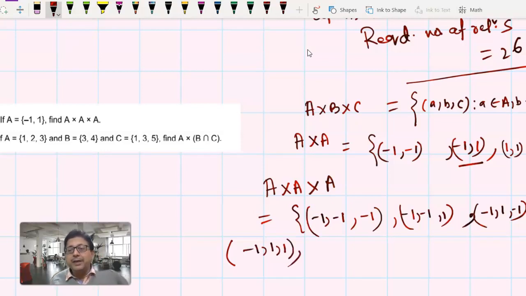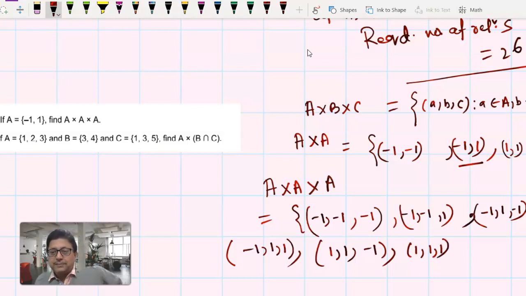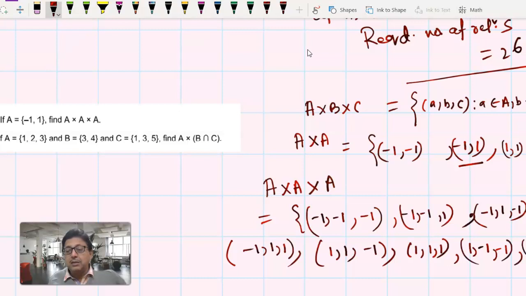And next one will be this element. So 1, 1 minus 1, 1, 1, 1. Alright. Then you take 1 minus 1, 1 minus 1 minus 1, 1 minus 1, 1. Done? Alright. So this way you can get A cross A.